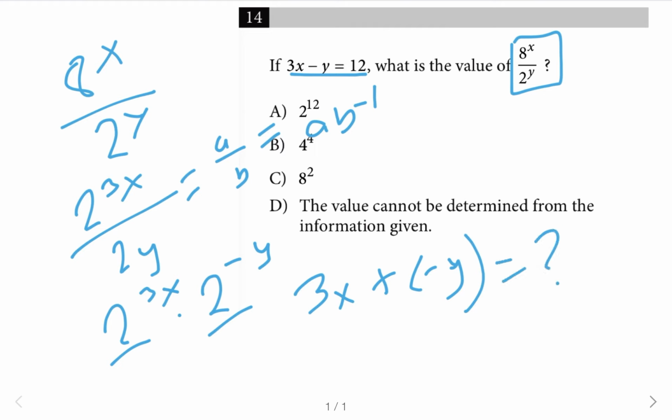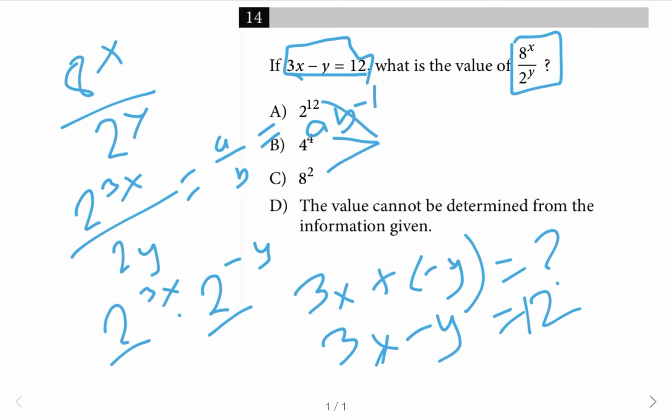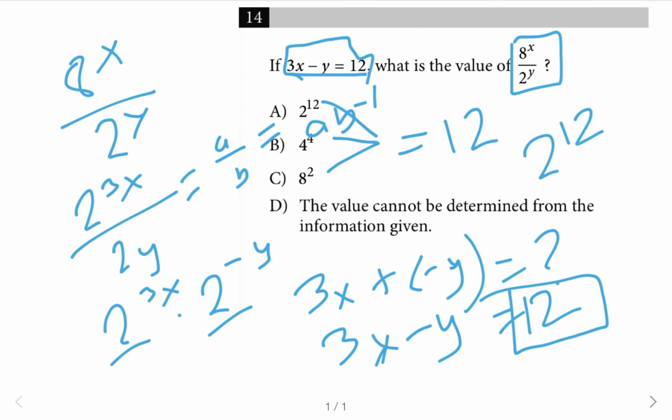So 3x plus negative y is equal to something. Now, when we look at the equation that's given to us, we get 3x minus y is equal to 12, just like we got up here. But we're not done yet. Many students try to find something within the answers that would give them a resultant of 12. But what we're actually doing is, this is going to be the power of 2. It's going to be 2 to the power of 12.